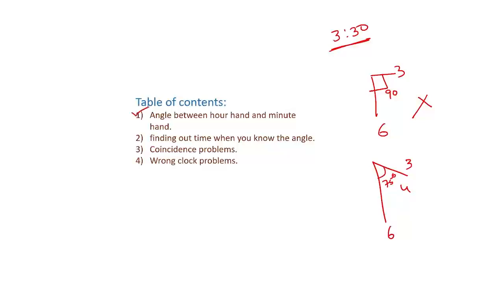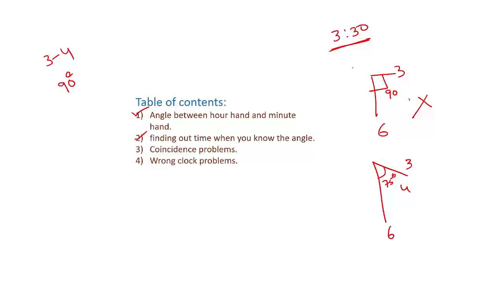That's our first problem. He is going to give you a particular time and you need to find out the exact angle at that time. Okay, coming to the second one, find out time when you know the angle. That means think like this. I want to find out at what time between 3 o'clock and 4 o'clock the hands are going to be exactly 90 degrees. That means that, at a particular time, the hands are going to make an angle of 90. You need to find out what time it is.